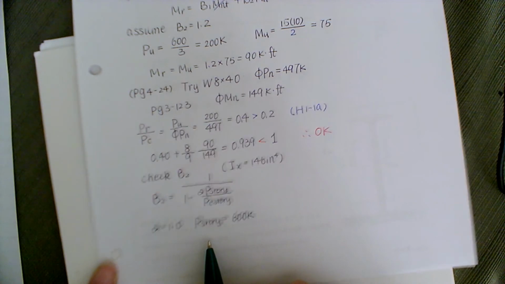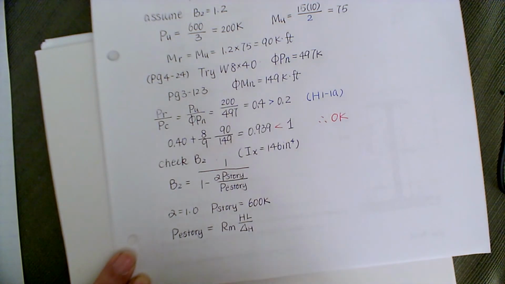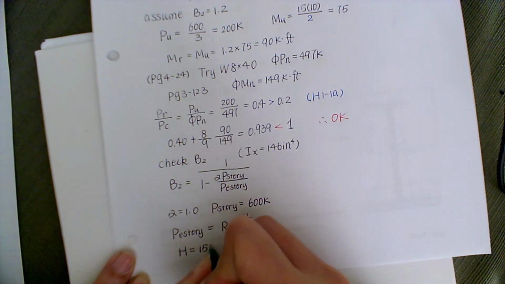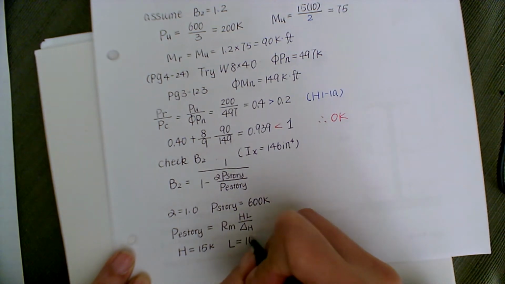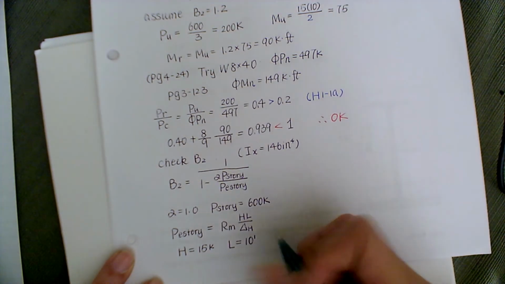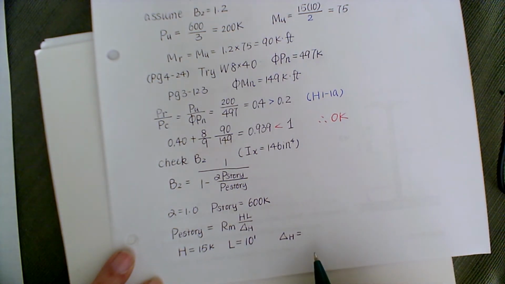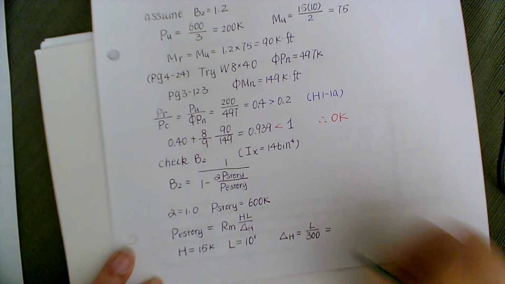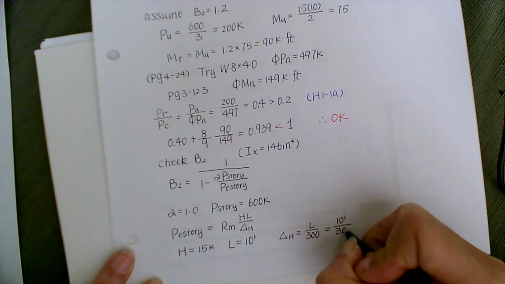And now let's try to calculate the Pe story. So in this equation, H is the horizontal load, so it will be 15K. And the L is going to be the story height, so that's going to be 10 feet. So now the only thing we need to calculate is delta H. And for the delta H here, we are going to use the previous example. The limit normally for the story will be L over 300. So it will be 10 feet over 300.